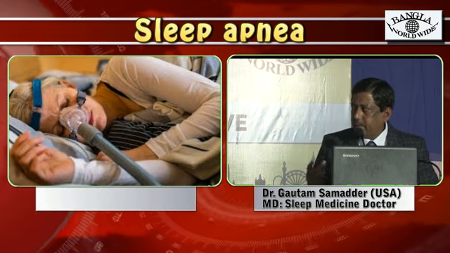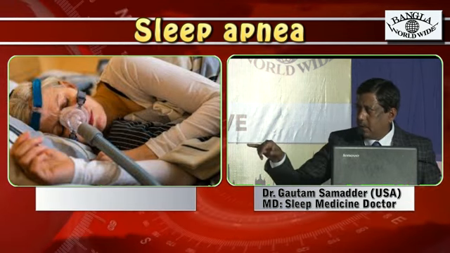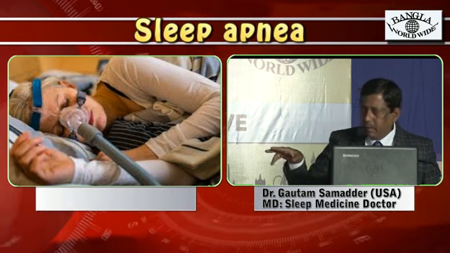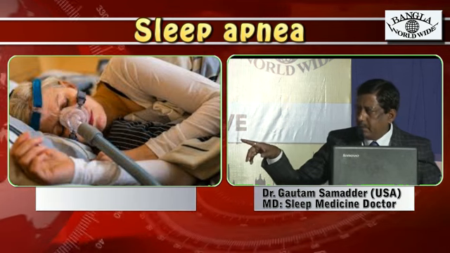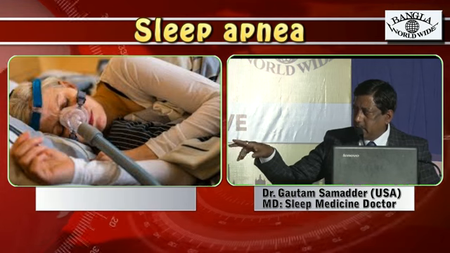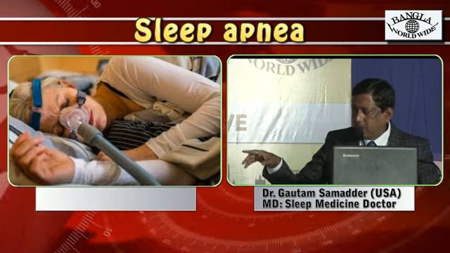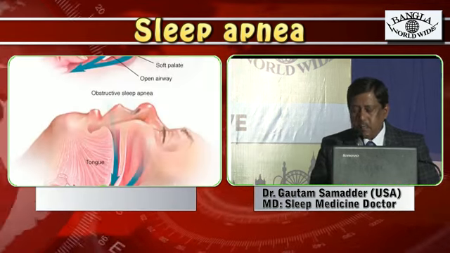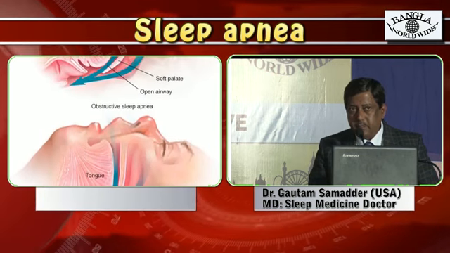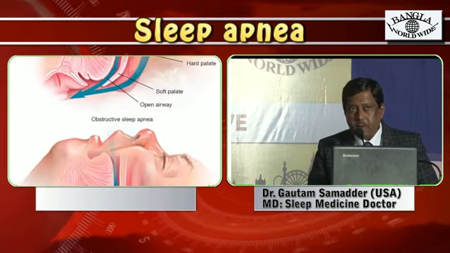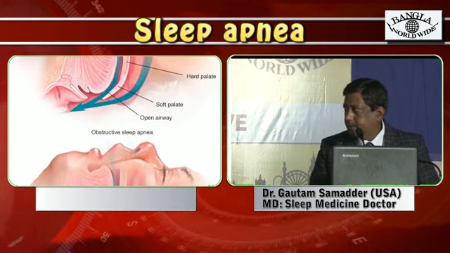So this is a perfect example for a 60-year-old female. You can see the airflow. There is a flattening of the airflow. Then the breathing picks up. So as soon as their airflow stops, their oxygen starts dropping, and that is a main reason patients have a lot of comorbid conditions, mainly heart disease.